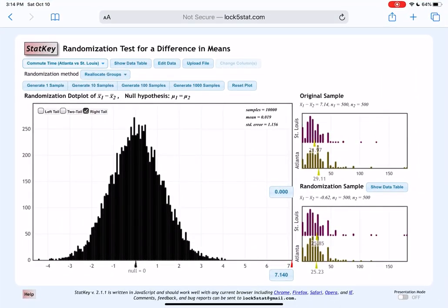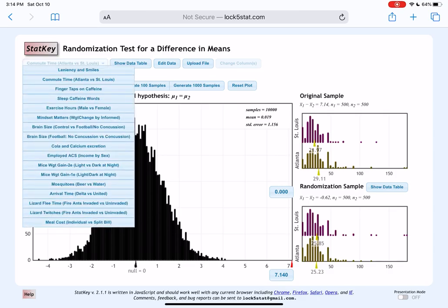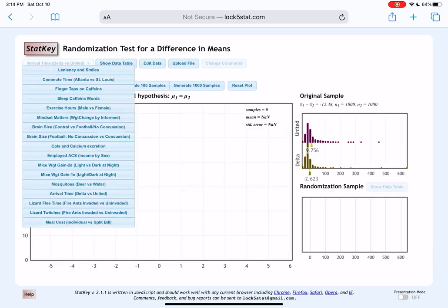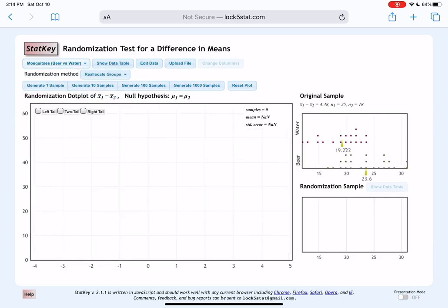So we're in the right place, randomization test for difference in means. We just want to find our right data set. It should be mosquitoes, beer versus water, not arrival time. And here we are. We're set up such that beer is on the bottom, water's on the top. Beer is group one, water's group two. We have our difference in means of 4.38. I don't remember what I calculated, but I feel like it was close to that. My value, again, was probably different because of rounding.